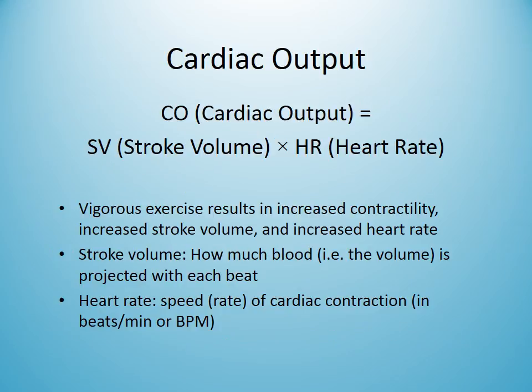So this here shows you the calculation of cardiac output is the stroke volume. So again, it's the amount of blood in one pump of my ventricle that's getting squirted out, and my heart rate. So vigorous exercise results in an increased contractility, increased stroke volume, and increased heart rate. So you can imagine my cardiac output's going to go up as I exercise. Stroke volume is how much blood, for example, the volume is being projected with each beat. And the heart rate is the speed, the rate of cardiac contraction. So we already mentioned that before. So obviously vigorous exercise is going to increase our cardiac output.